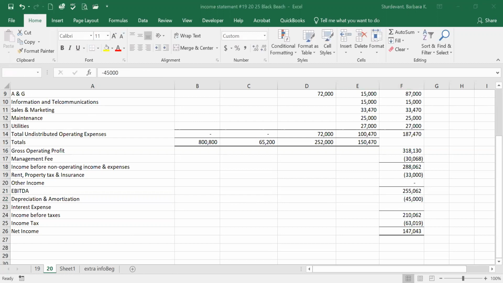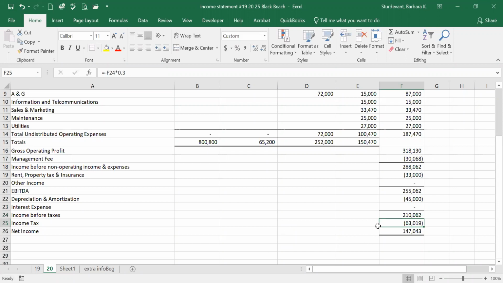Okay. You guys want to do a different spreadsheet? All right. Did we have any interest expense on this one? We didn't, right? So just don't put anything in there. Taxes in this case were 30%.